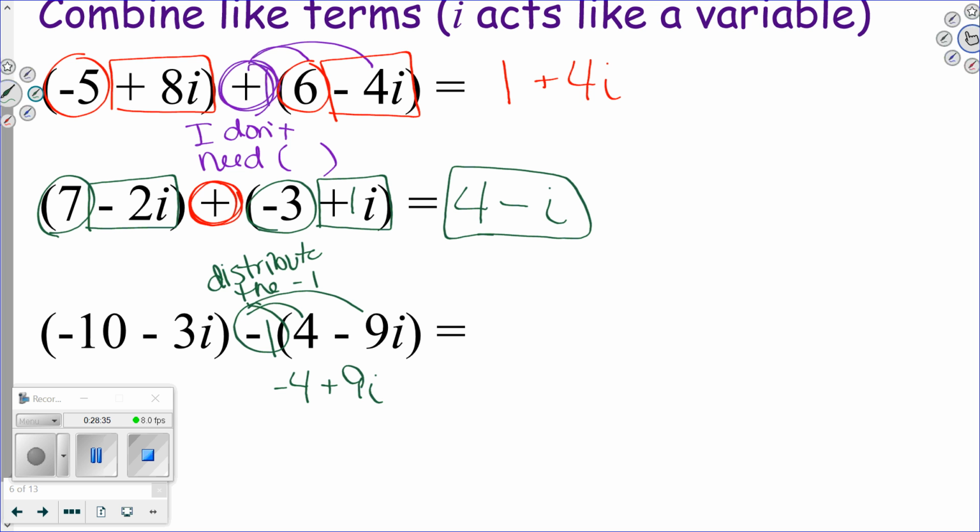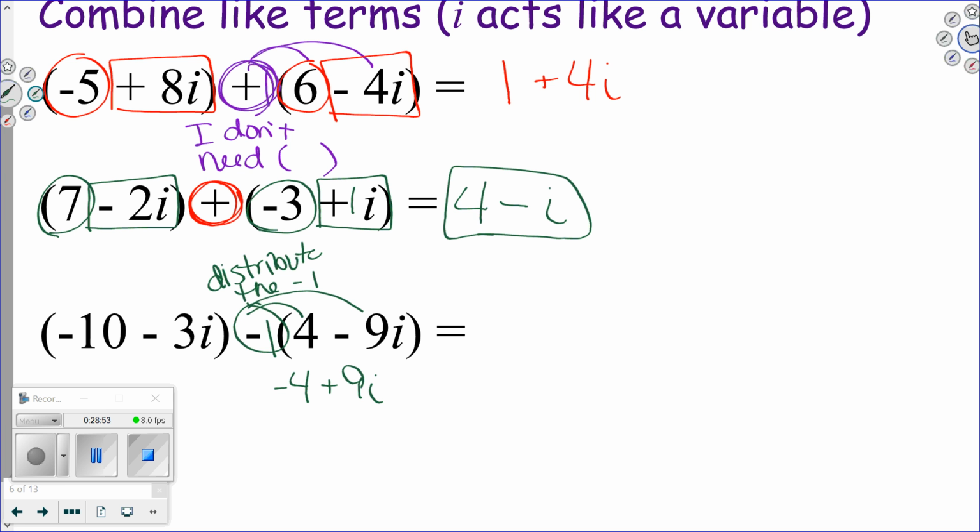Now, on the one above that, if your brain is like, I can't keep track of which one's which, then always distribute. If I distribute a positive 1, it shouldn't change anything. You're not going to hurt your problem. I'm just lazy and don't want to. If it makes you feel better, go right ahead. Otherwise, if a positive sign is in front of it, it isn't going to make a difference.